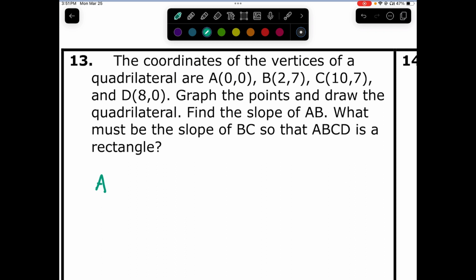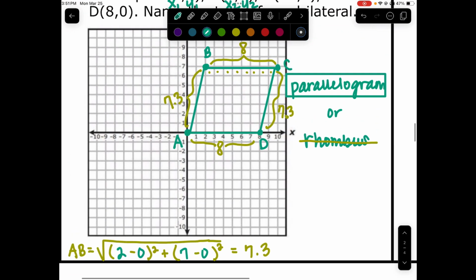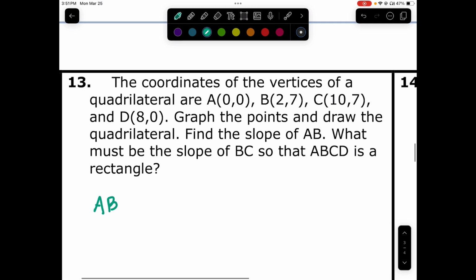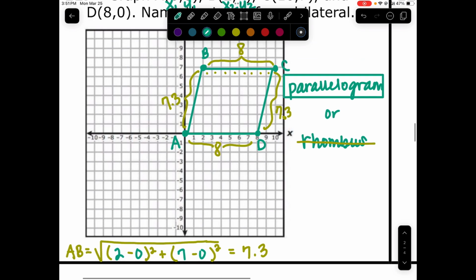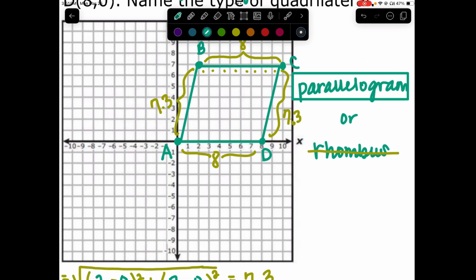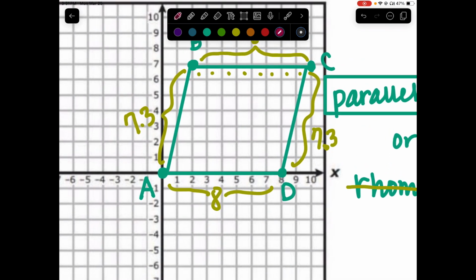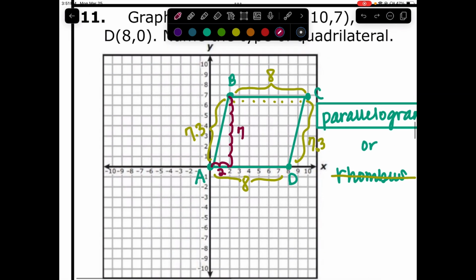So we already determined that this is a parallelogram, but this problem is saying what would have to be the slope of BC to make it a rectangle. So all we're going to do is use this graph to figure out the slope of AB. So I'm going to switch colors real quick. So AB, the rise is 1, 2, 3, 4, 5, 6, 7. The run is 1, 2. And this is positive. The line is going up from left to right, so that's positive slope. So 7 over 2.